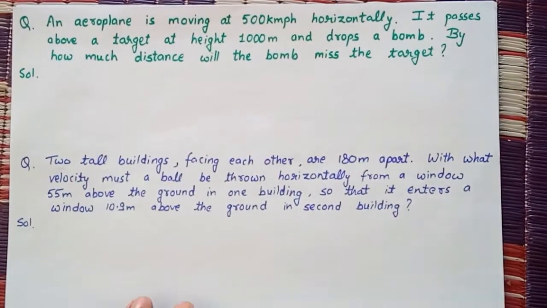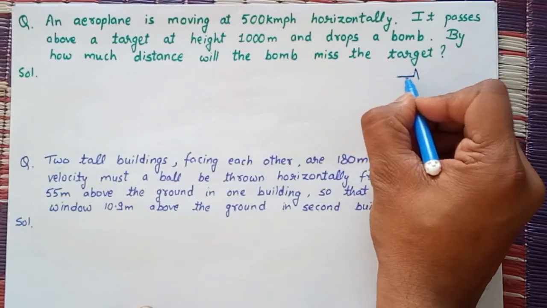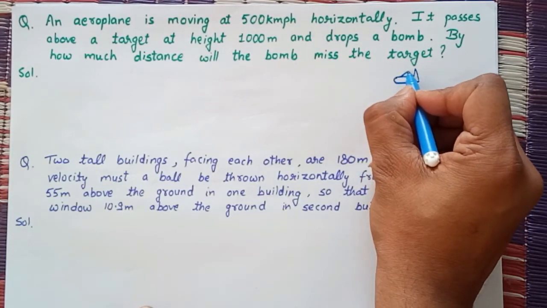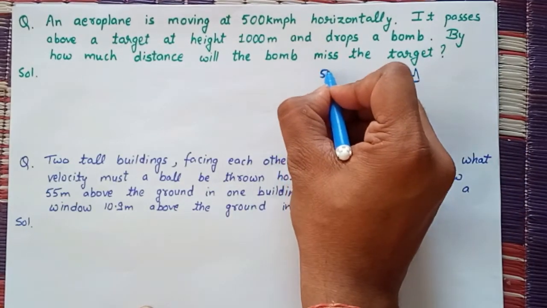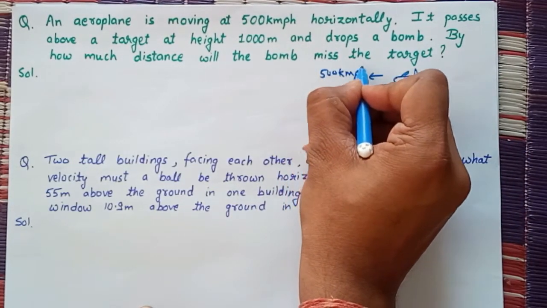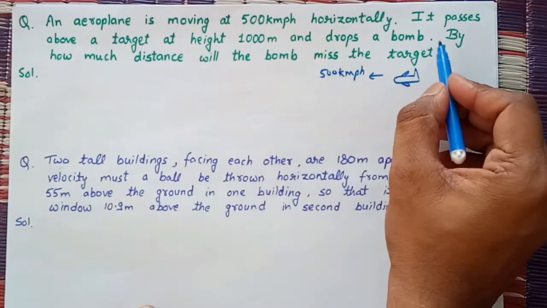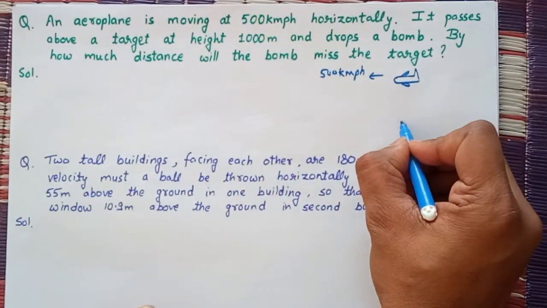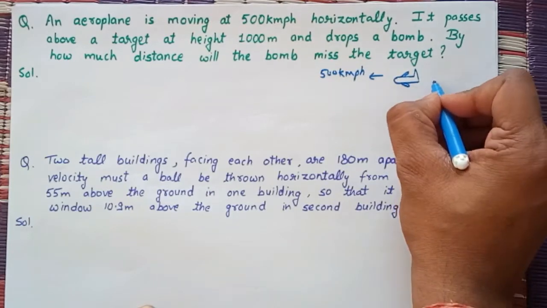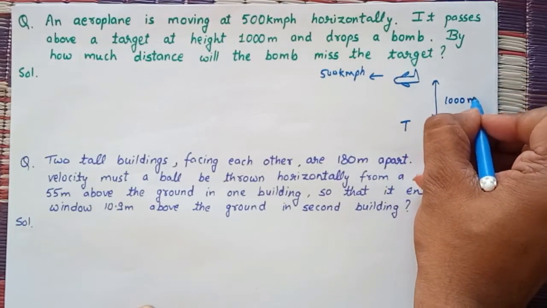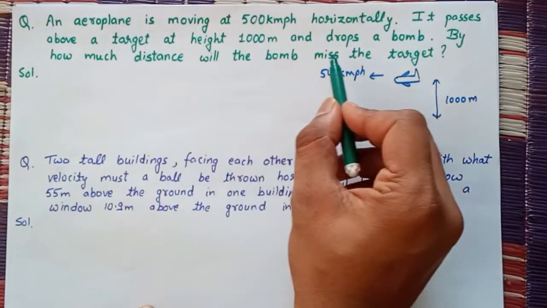Next question is, an aeroplane is moving at 500 km per hour horizontally. Suppose this is an aeroplane and it is moving in the horizontal direction with a speed of 500 km per hour. It passes above a target. This one is the target at the height 1000 meter, and it drops a bomb. By how much distance will the bomb miss the target?